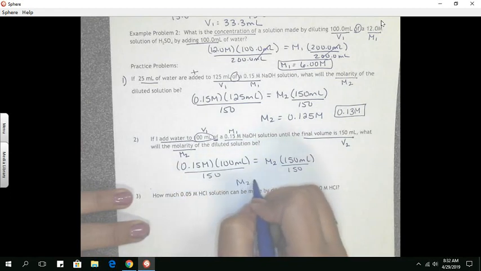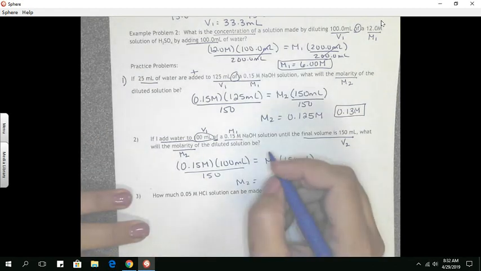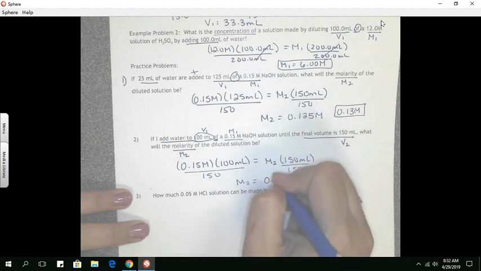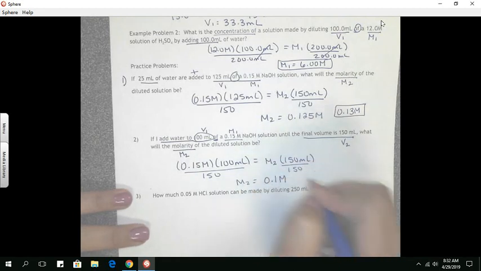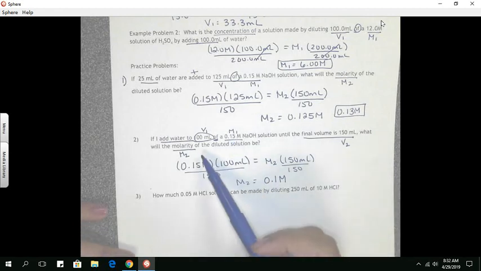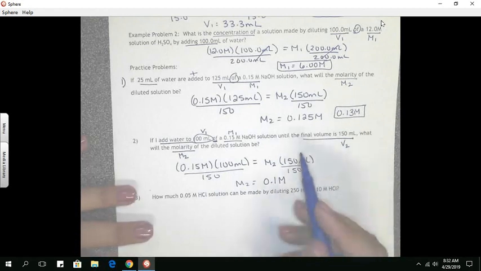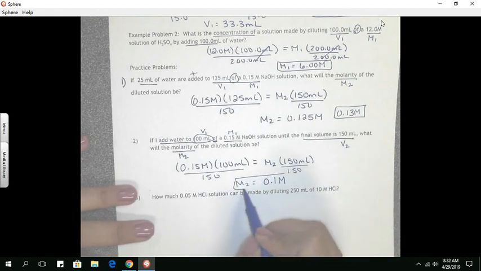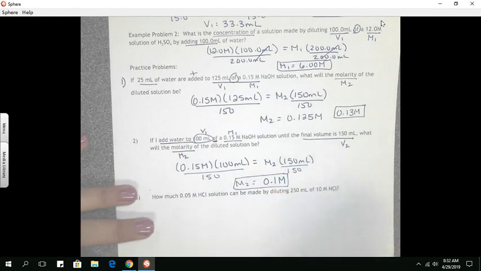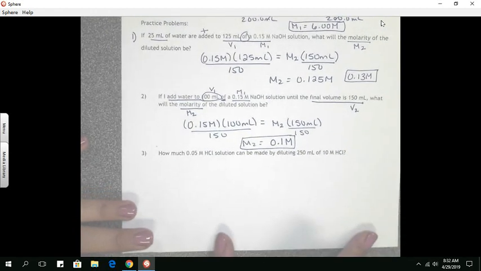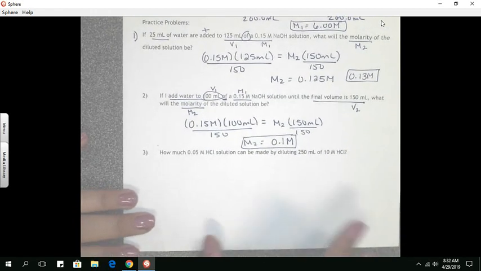And our new concentration is 0.1 molar. So let's look at our significant figures. Here we have 1, here we have 2, here we have 2. So our answer can only be to 1, so we have the right number. So our answer is 0.1 molar. Alright, so then number 3.